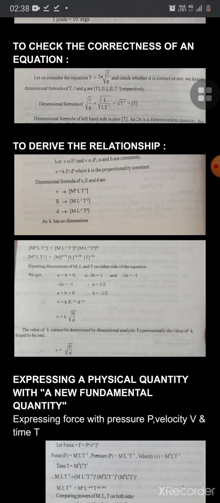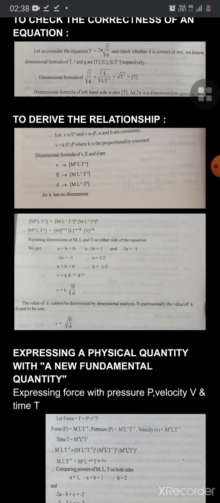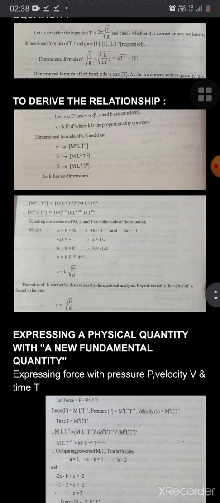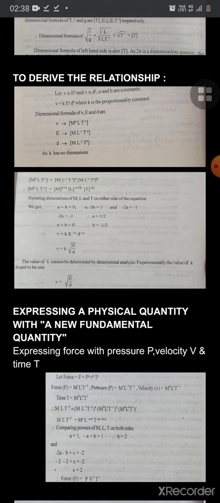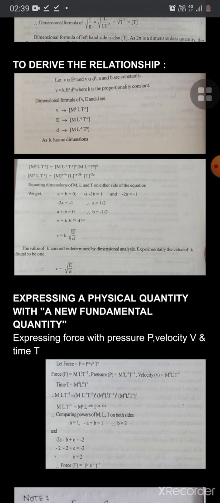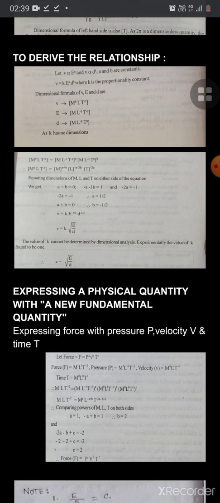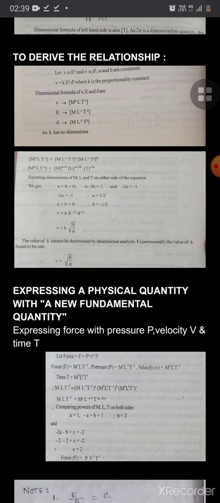To derive the relationship between physical quantities which are dependent on one physical quantity. For example, here velocity depends on E and D. Here v is velocity, E is modulus of elasticity, and D is density. Because velocity depends on these physical quantities, first we have to write down the dimensional formula for velocity, elastic modulus, and density.